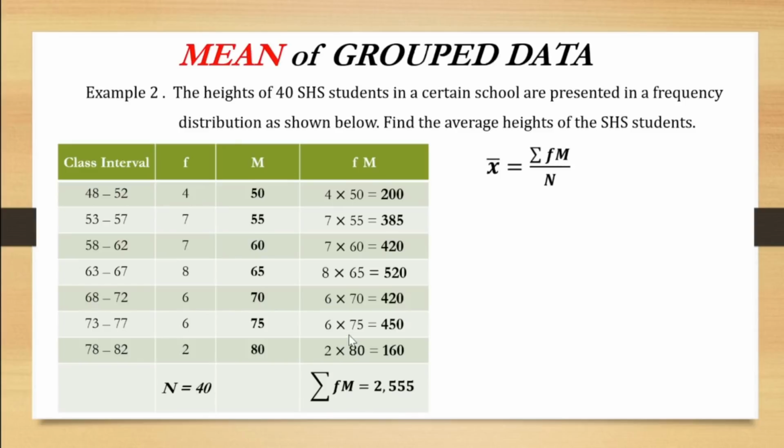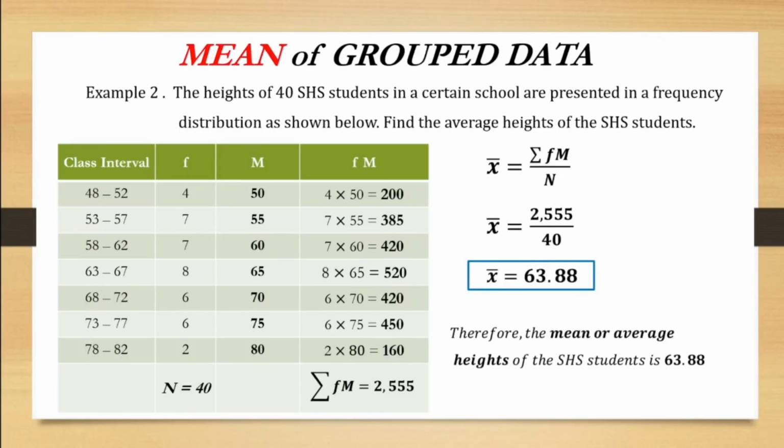After we already have the values for the summation FM and our N, let us now substitute the values into our formula. So mean is equal to 2,555 divided by 40, which is 63.88. Therefore, the mean or average height of senior high school students is 63.88.